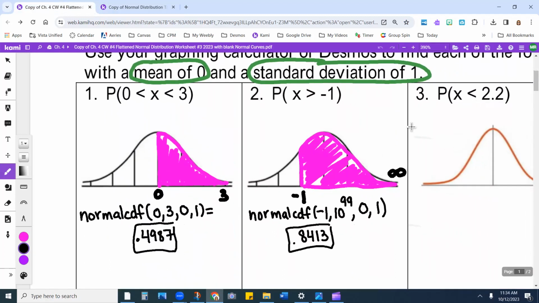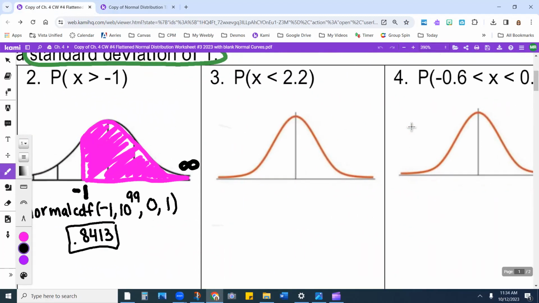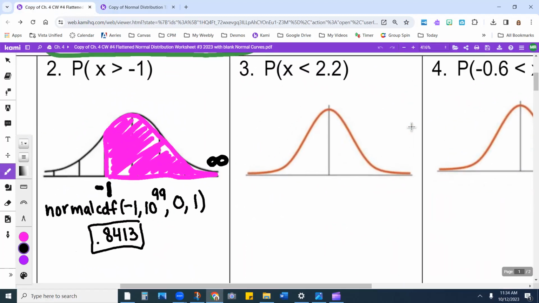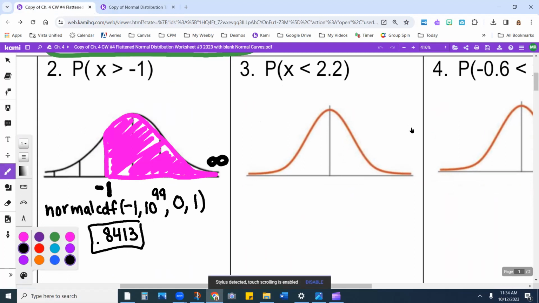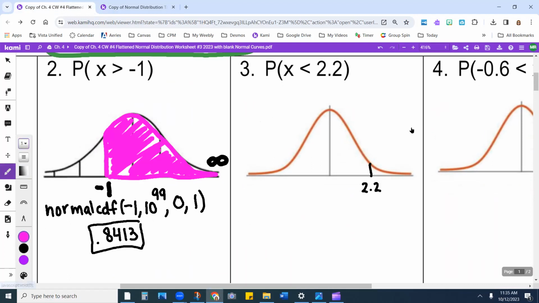Okay, on number 3. So on number 3, this one isn't a pretty z-score. Let's just say I'm here at a 2.2. It's going to be on this side. And we're going to be going less than. So all of this is going to be shaded. And we want to find this area.